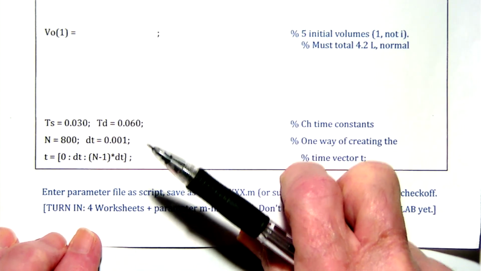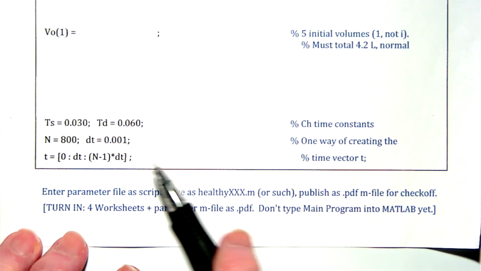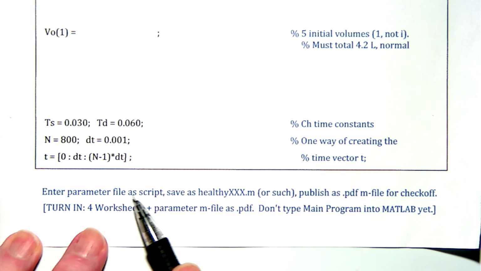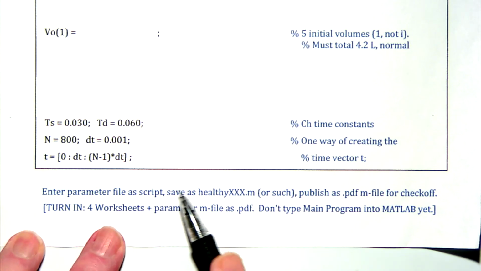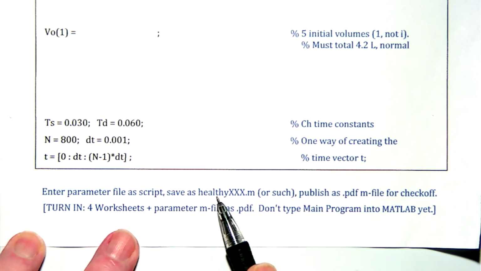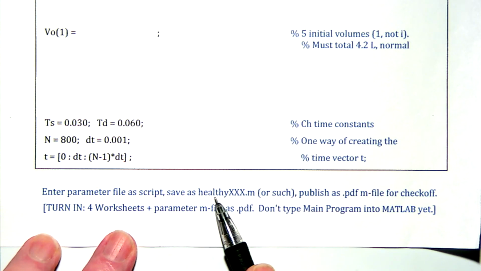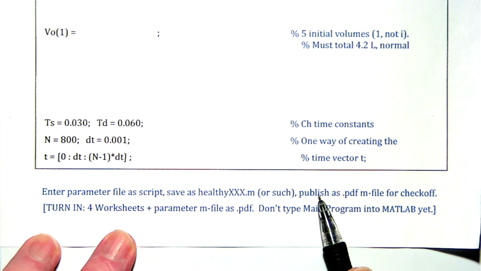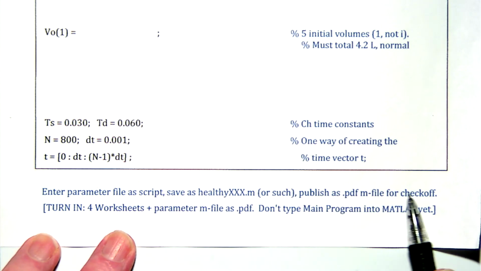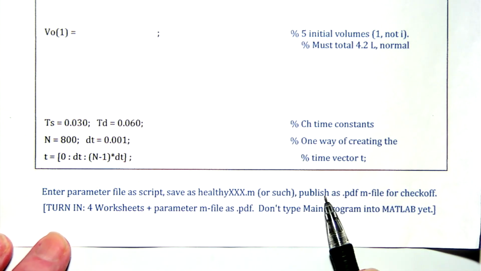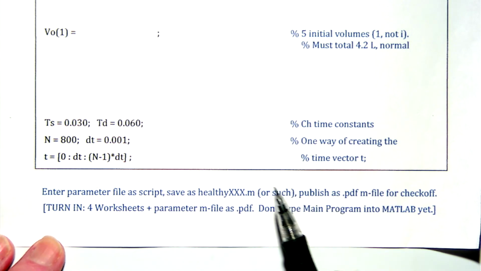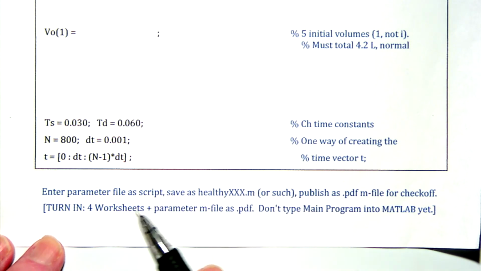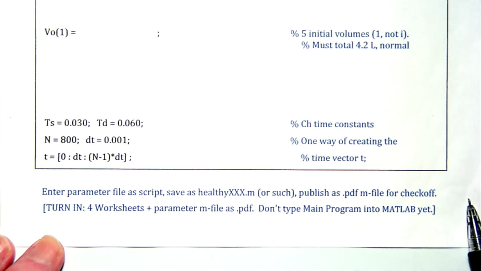Now, once you've entered all those lines by hand in the box, you should type them in as a script in MATLAB, save that file as your healthy parameter file with some title such as healthy with your initials here, and then publish that as a PDF M file for Checkov. You know how to publish because you've done that before for some homework. And turn that PDF file in with the 4 worksheets to check out for today's lab.